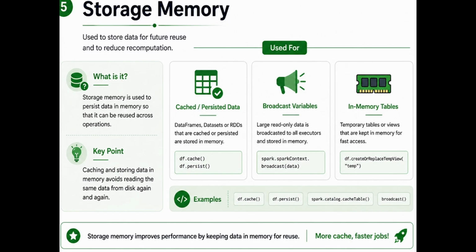Now, storage memory. This is used to store data, so Spark can reuse it later. For example, when you cache or persist data. Instead of recomputing everything again, Spark simply reuses stored data, which saves both time and computation. Think of it like saving your work in a notebook. So next time, you don't start from zero.